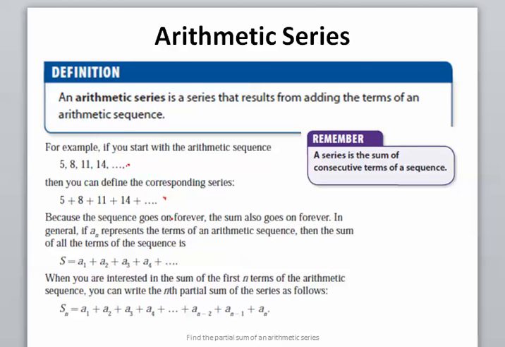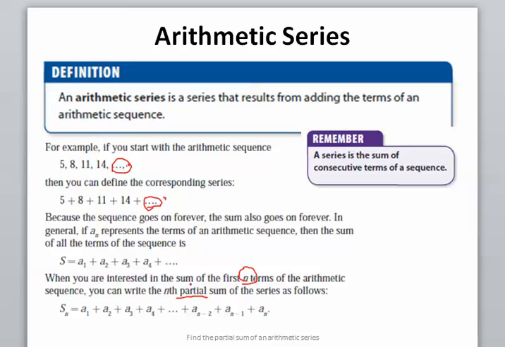Because this goes on forever, notice the dot dot dot down here, these ellipses telling you it goes on because that sum goes on forever and ever and ever. A sub n represents that last term that you might have in here. Let's say that you're interested in the first n number of terms. That's called a partial sum.